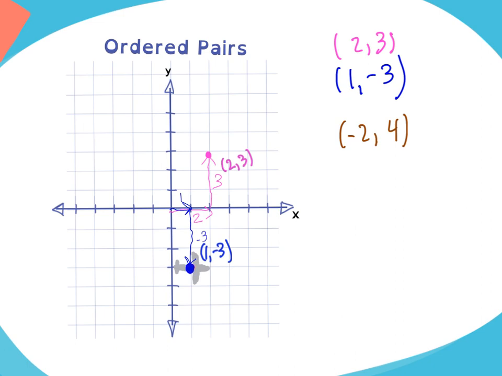Finally, we're going to look at the point -2, 4. Once again, we will start from the center, 0, 0, and we're going to move left 2 for a -2 on the x-axis. It's going backwards. And a +4 is up 4 on the y-axis.